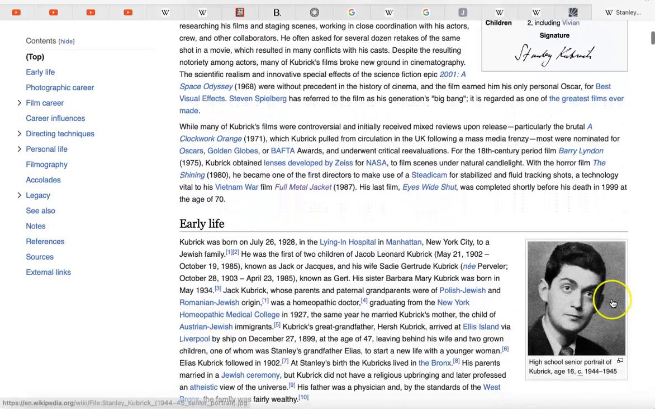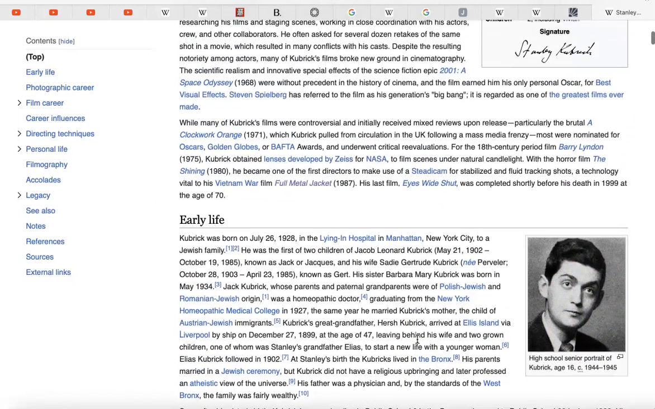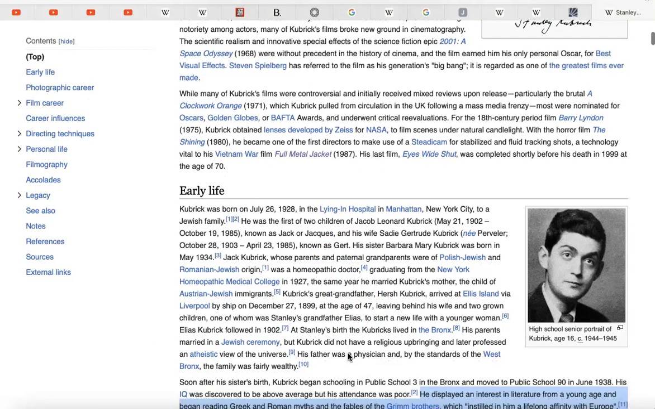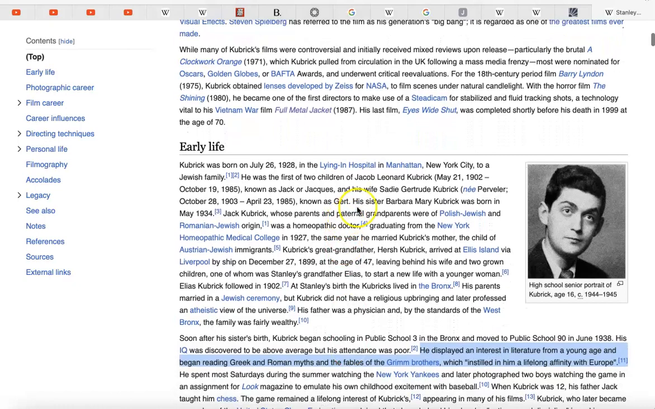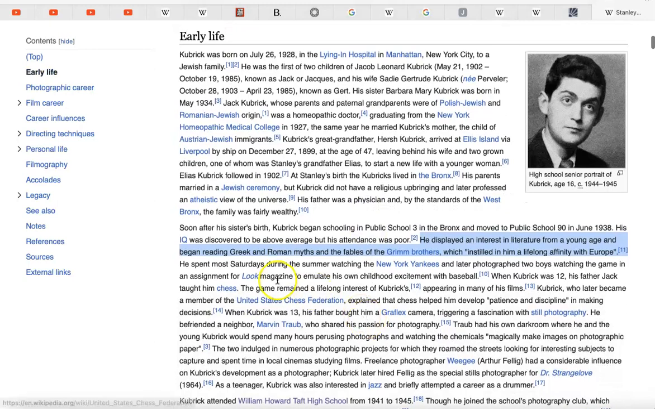And here he is. He was absolutely adorable as a youngster. This early life. Okay, it tells you about his parents and his ancestry and his family's history and everything. Okay, and his father was like a naturopathic doctor and whatever. And this is the part that I'll read to you, just a little bit.